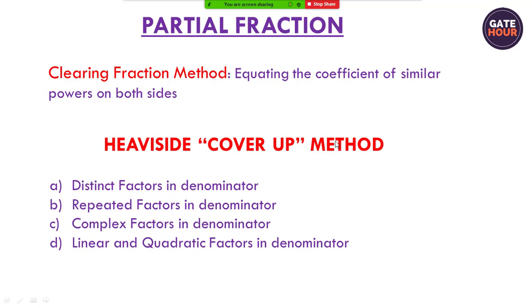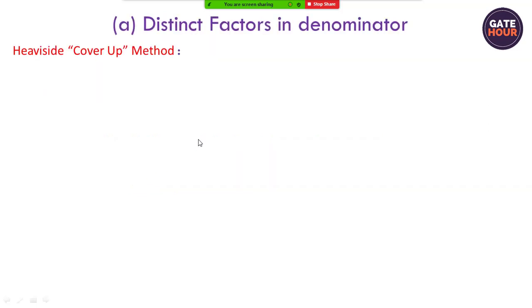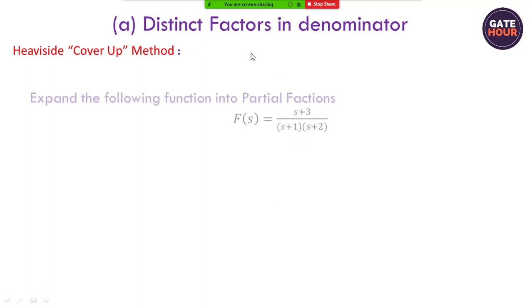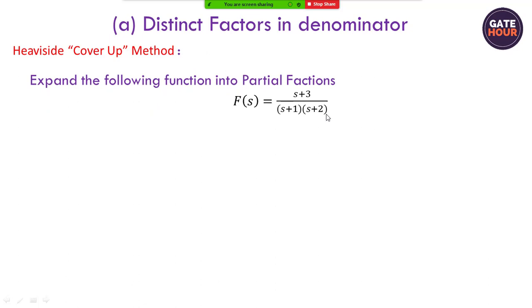Why? Because this method is very easy, and whenever you are preparing for an examination, you can save some time by using this method. We are extending our study to these four different cases. I'm going with the first case, when our denominator has distinct factors. Here I am considering two distinct factors. You can consider 3 or 4, any number. Whatever it is, the procedure will be the same for the Heaviside cover-up method.